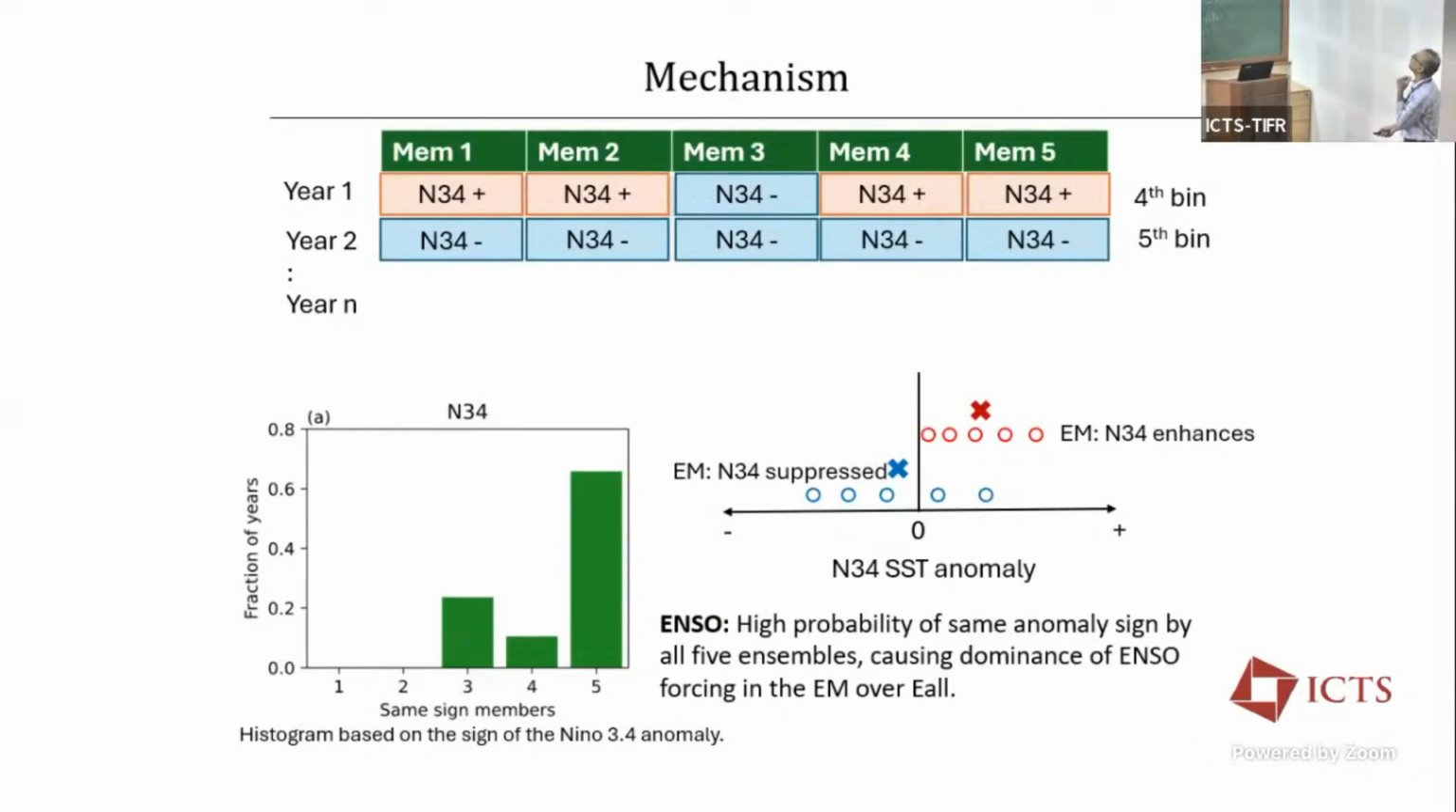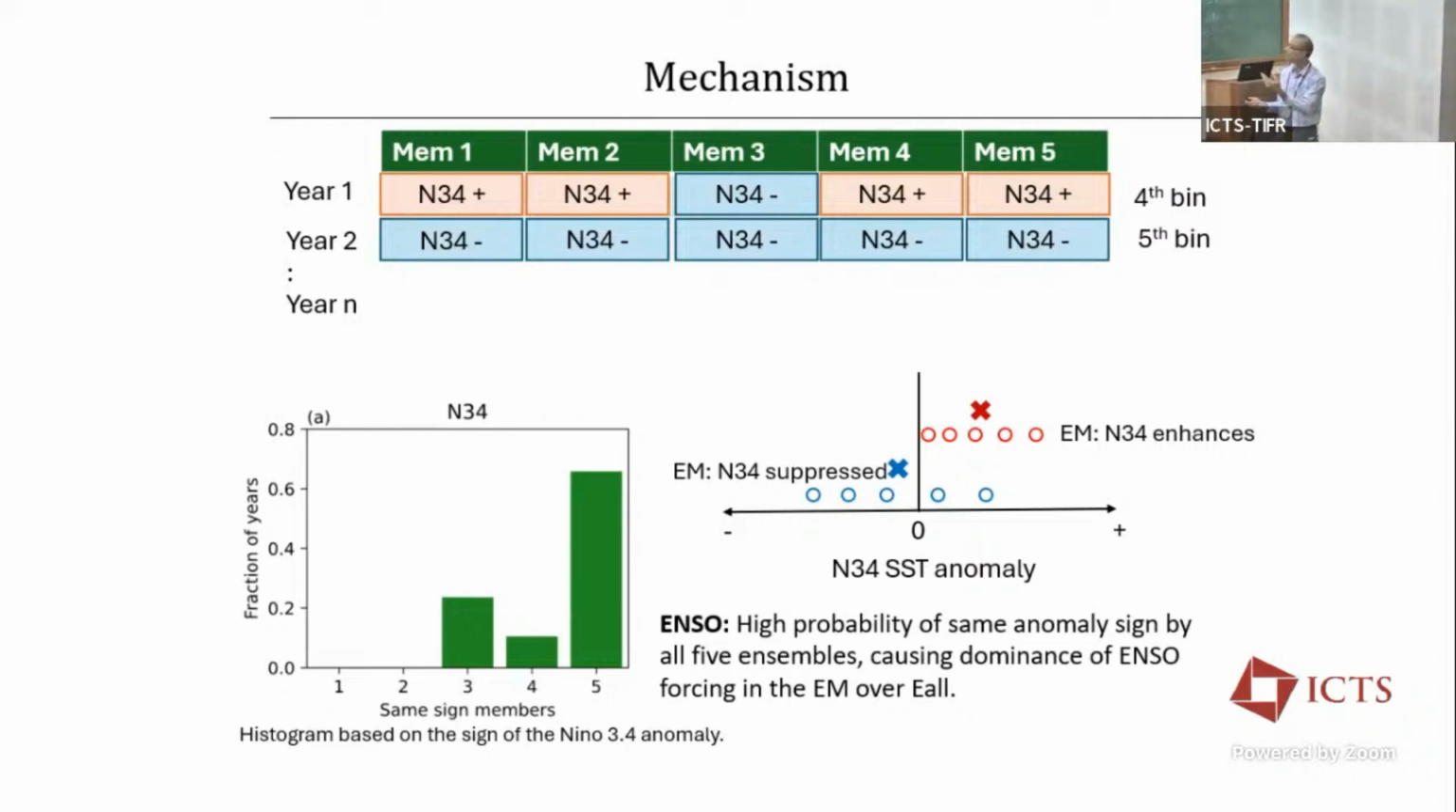So to further understand that, we did a simple analysis. I'll just take 2-3 minutes. Okay, simple analysis. So imagine that in year 1, one of the first target years, Nino 3.4 has a positive anomaly. In member 1, positive anomaly, member 2 positive anomaly, member 3 positive anomaly, negative, and then positive. So basically, four of the 5 members were kind of coherent, giving the same sign of the anomaly, right?